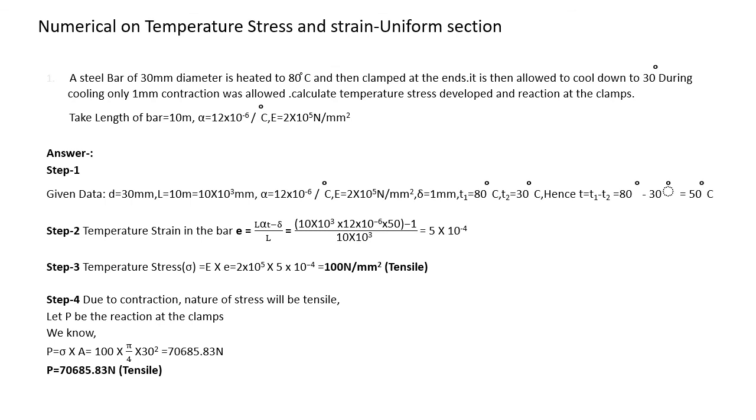Let P be the reaction at the clamps. We know P is equal to stress into cross-sectional area. We already calculated the stress value, that is 100 Newton per mm square, and the cross-sectional area of the bar we can calculate by pi by 4 d square. Diameter is given 30 mm. By solving this equation, we get the final answer: 70,685.83 Newton, tensile in nature.